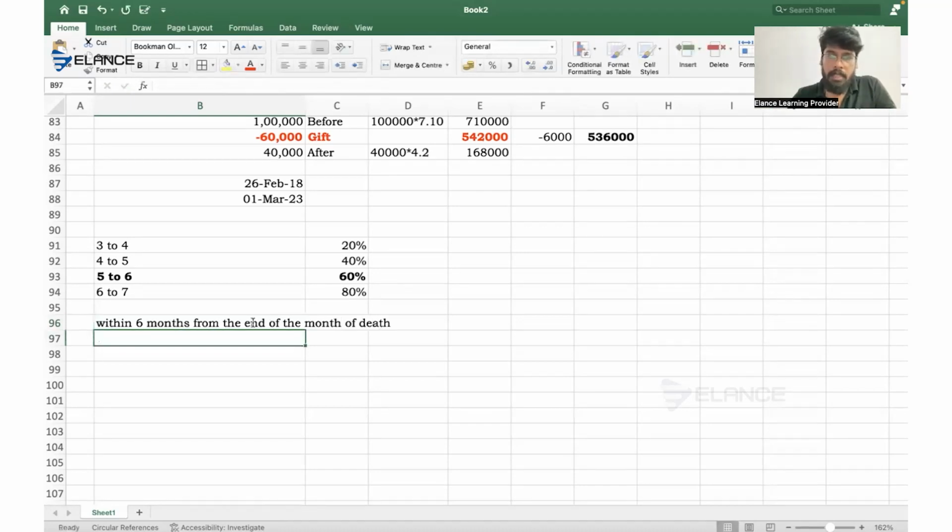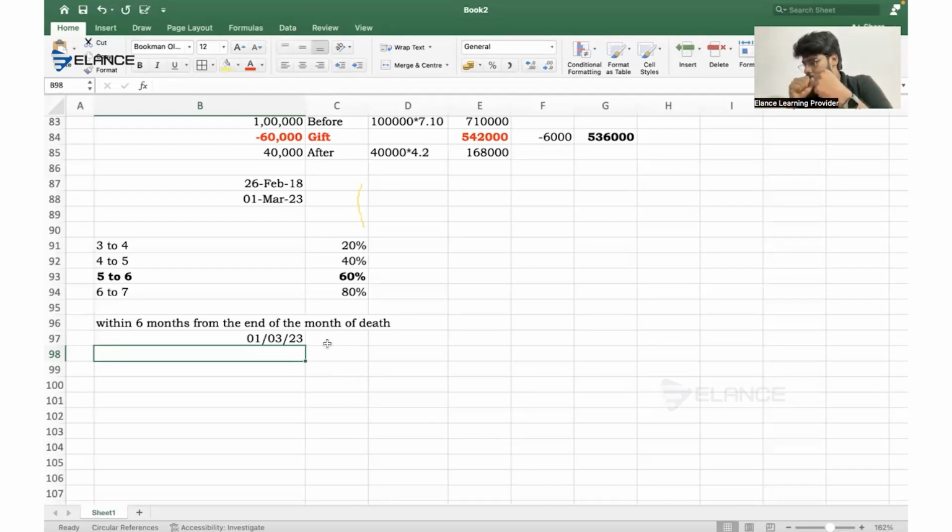Okay, here the donor died on 1st March 2023. Even if a person died on the first day of the month, we'll only count the due date from the end of that month. Here this person died on 1st March, so we'll count the 6 months from the end of the month. So from 31st March 2023, we'll count.